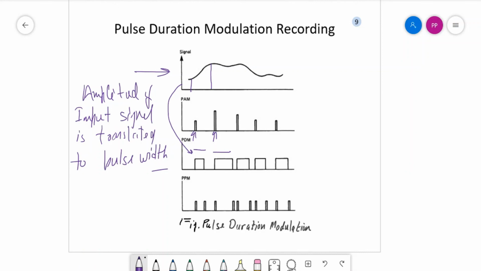So these are the three basic data recording techniques which are useful in industry, and we refer to these techniques for different applications. So this much is for today, and we will see the digital techniques in the coming lecture.